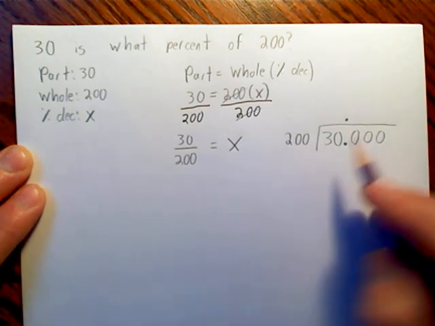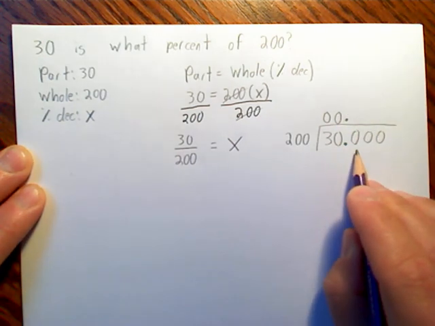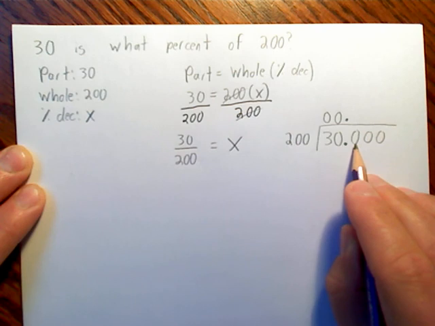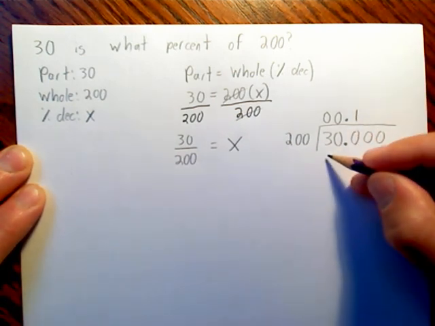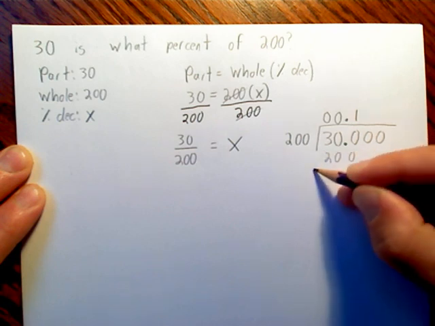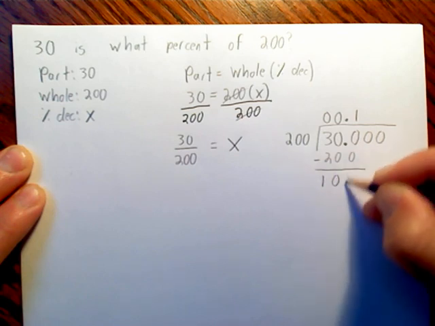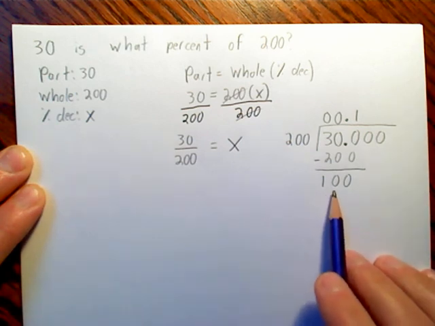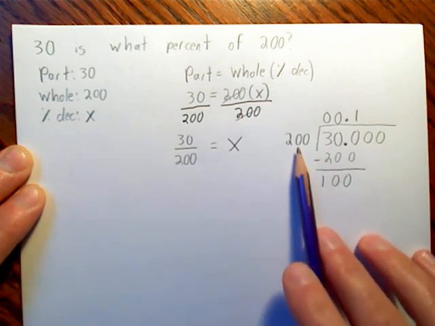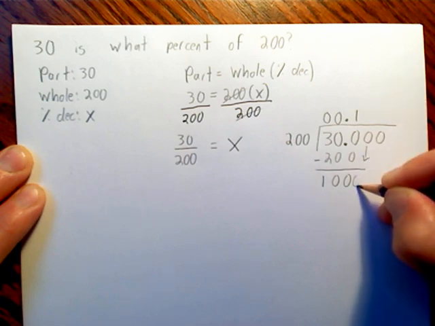Does 200 go into 3? No, we said no. Does it go into 30? No. Does it go into 300? So I'm looking at 300. Yes, it does. It goes in one time. 1 times 200 is 200. I'm subtracting, and I get 100 left over. Now, we always need to check and see after we subtract if that number is less than 200. It is. So now we're ready to bring down our 0.